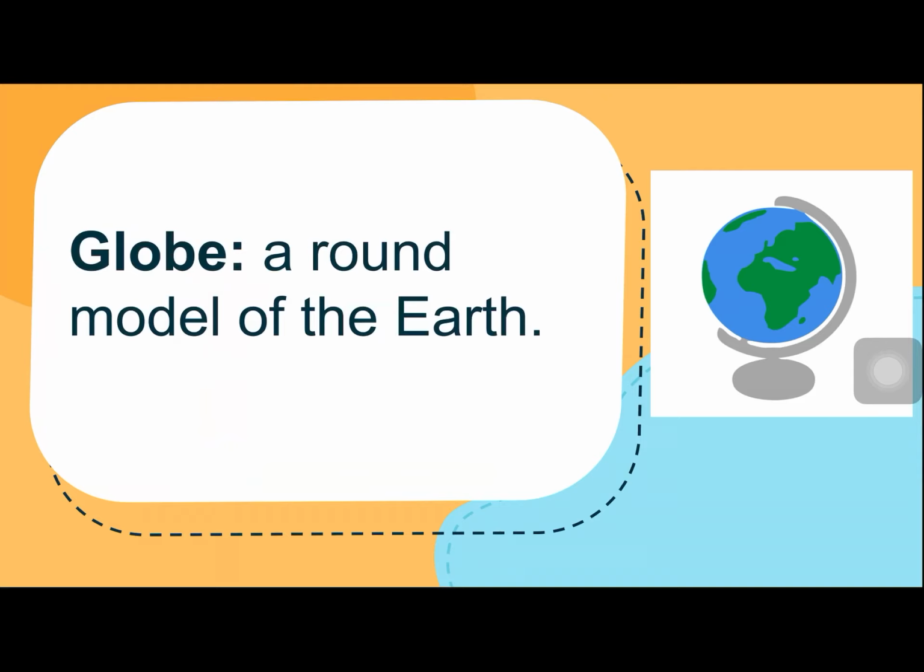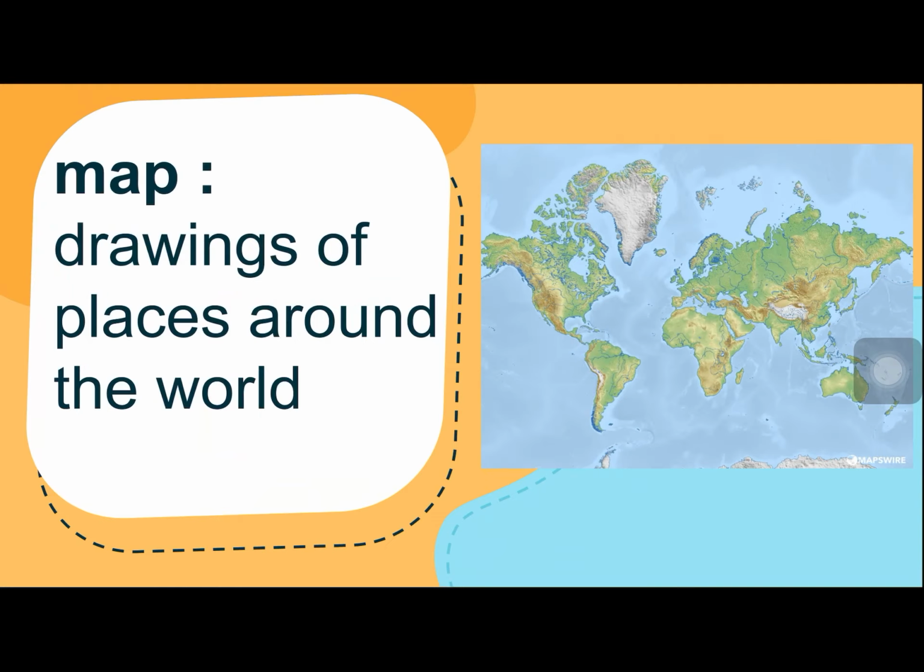Our next word is globe. Say globe. Very good. A globe is a round model of the earth. You can see the picture over here to the side. You might have seen a globe in your classroom, or you might have even had one in your own home.